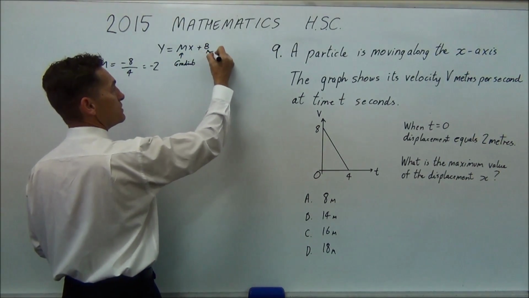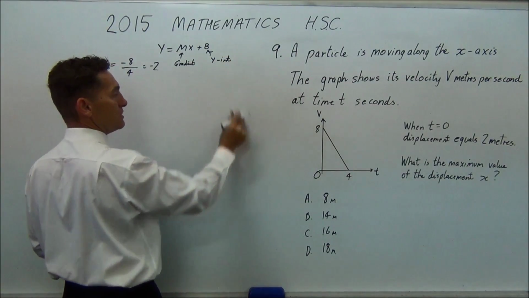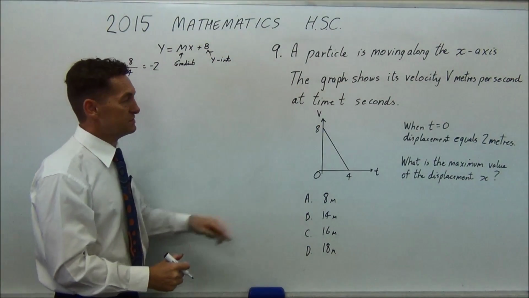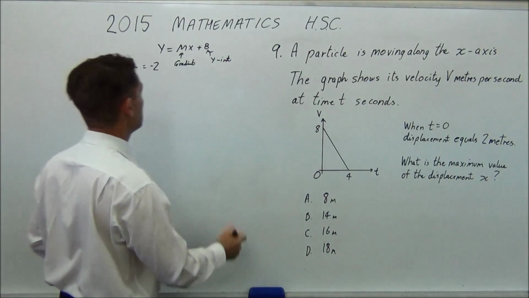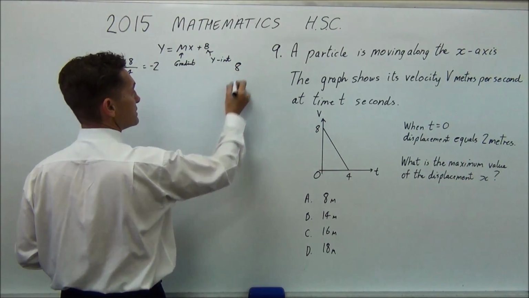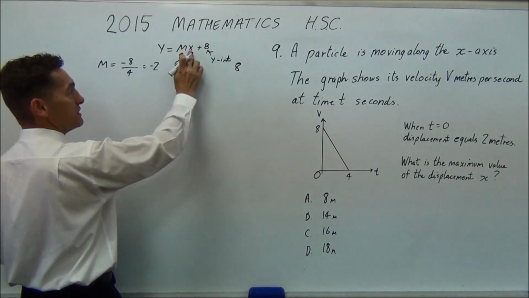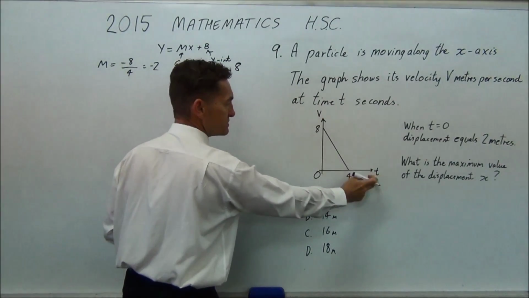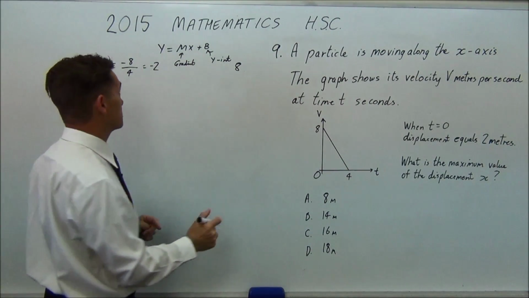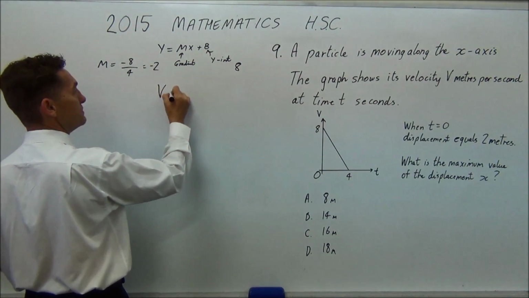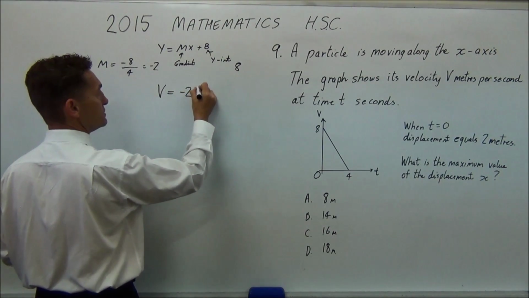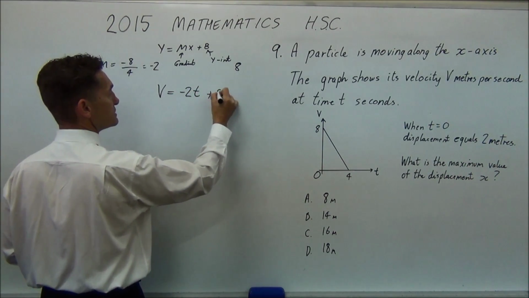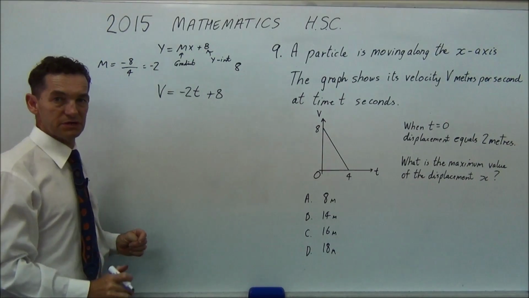What's b? Well, that's your y-intercept. Where does it intercept? In this case, it intercepts at 8. So the y-intercept is 8. Now I've written it as y and x's, but we've got v and t, so let's change it so it looks like the proper equation. So v equals minus 2t plus 8, and that's your velocity equation.